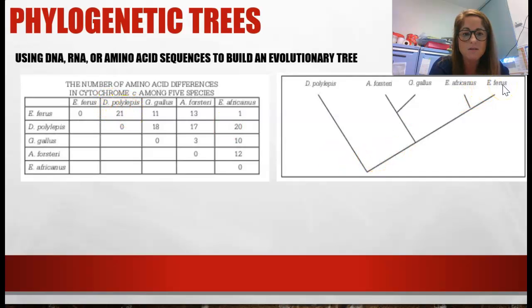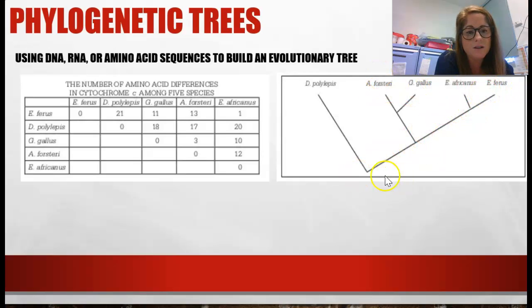And then I would start from this side and say, who's the most closely related to E. ferus? And so we can go to E. ferus and see that Africanus is the most closely related. And so we would put a line here for Africanus. And then we have the other two, Gallus and Fosteri. And Gallus is more closely related to Ferus than Fosteri. And so you can see that's 11 and 13. So we need to put Gallus closer to Ferus and then Fosteri from there.